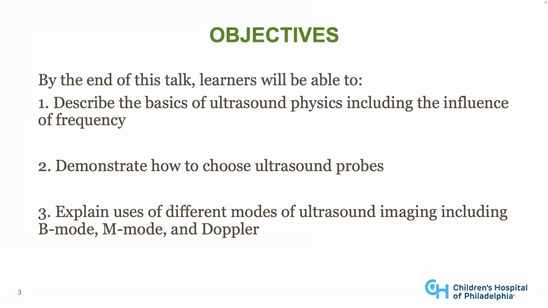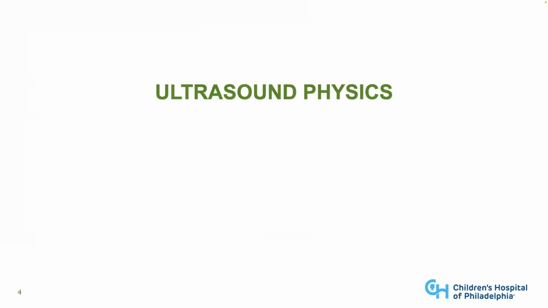So hopefully by the end of this, we can describe some of the basics of ultrasound physics, including the influence of frequency, demonstrate how to choose your ultrasound probe, and explain some of the uses of different modes of ultrasound imaging, including B mode or brightness mode, M mode, and Doppler. The idea of this talk is really basic. So for those of you who use ultrasound on a daily basis, this may be going back down to the basics, and I would love to hear any comments or any information that you have to add. So without further ado, let's get into the most interesting thing in the world, ultrasound physics.